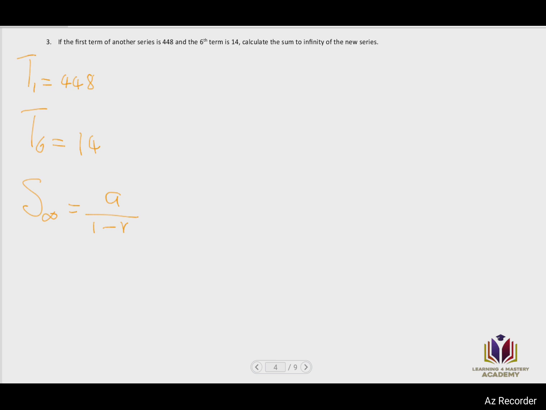Now let's get back into the question. Sum to infinity equals a over 1 minus r. Remember, they have flipped the information around. Our T1 now is 448, meaning that's going to be our a, right? And then to calculate the ratio, how are we going to do it? We do the same process we did in the first question. So we're going to say T6, right? Equals a r to the n minus 1.